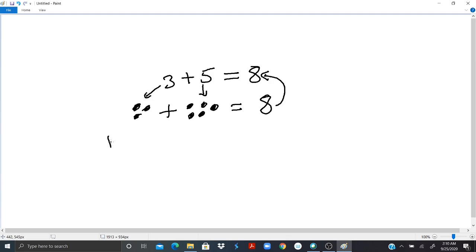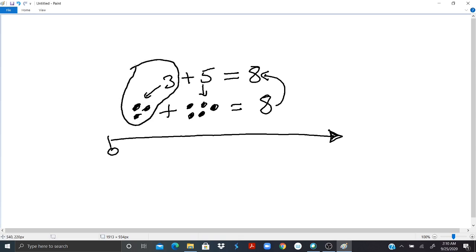Now let's use our number line method. So we draw a line. The first number is 0. We don't forget our arrow pointing to the right, and our first count here is 3. So we will put 1, 2, 3. And to 3, we are adding 5.